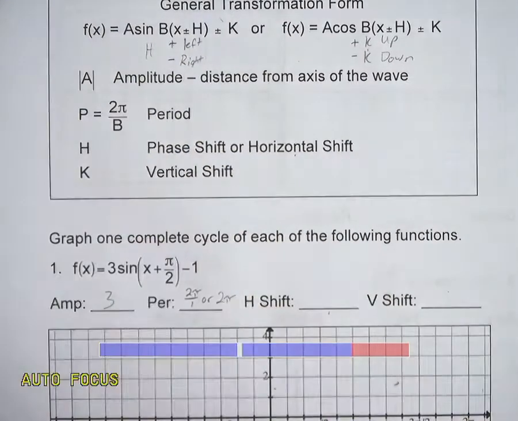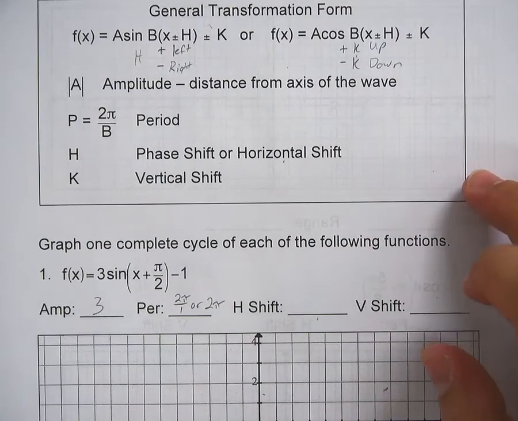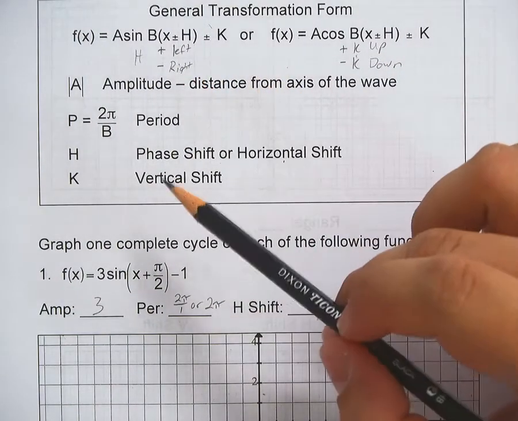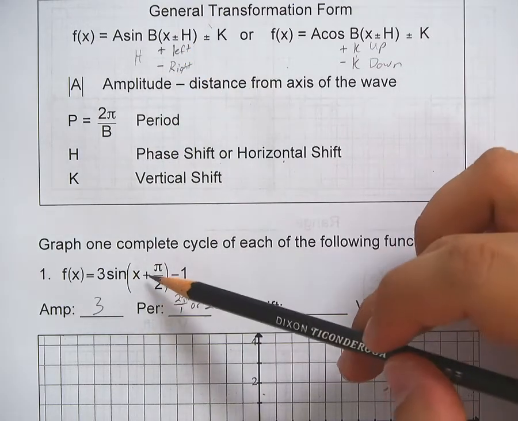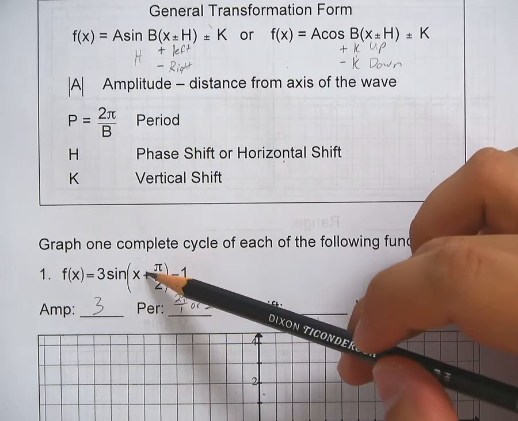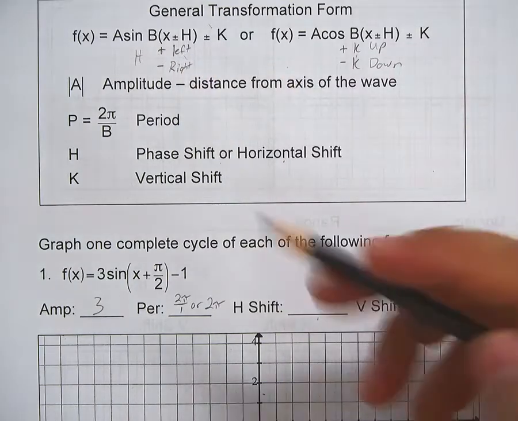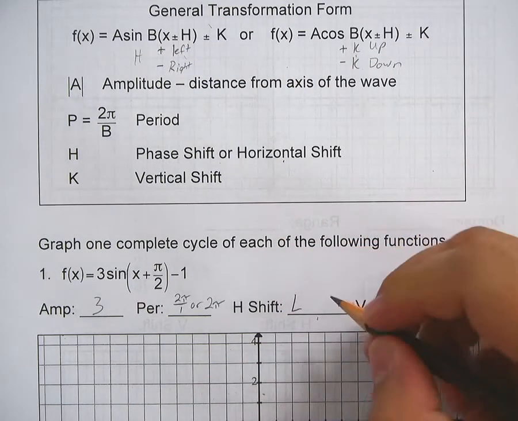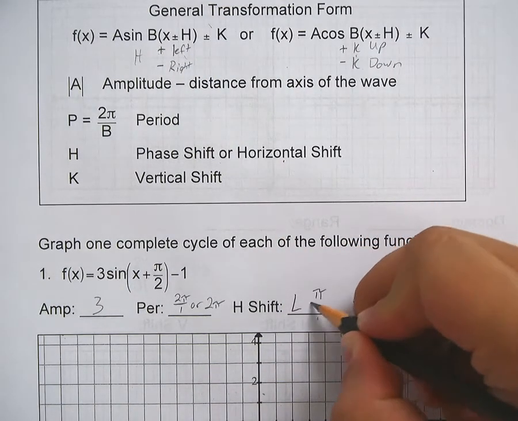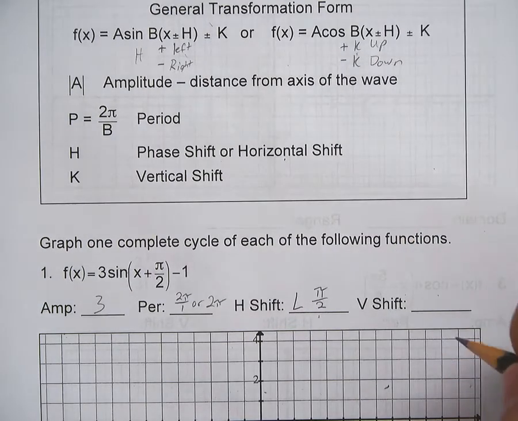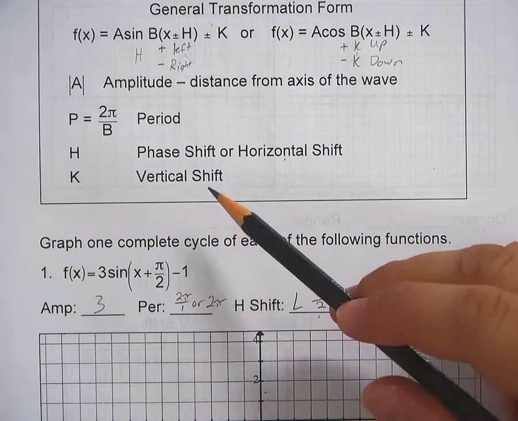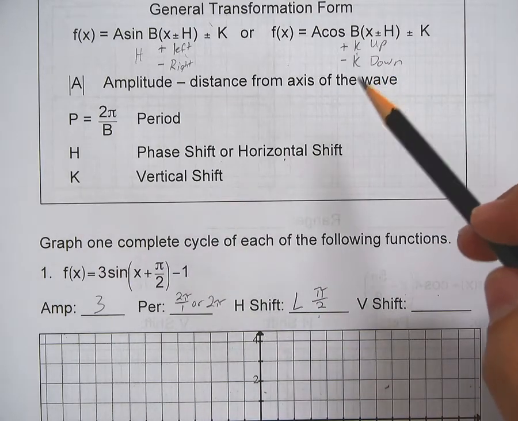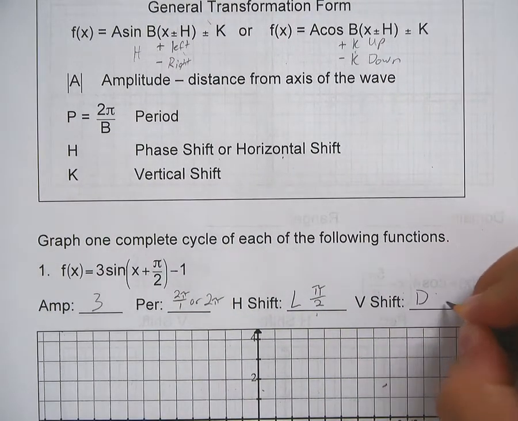Okay, and then you've got a horizontal shift. Remember, horizontal is H, so we're shifting, and since it's x plus pi over 2, it's a plus sign, so I'm going to be moving left. I'm going to put left, pi over 2. And for the vertical shift, it's a minus 1, so minus K moves us down, so it's going to be down 1.